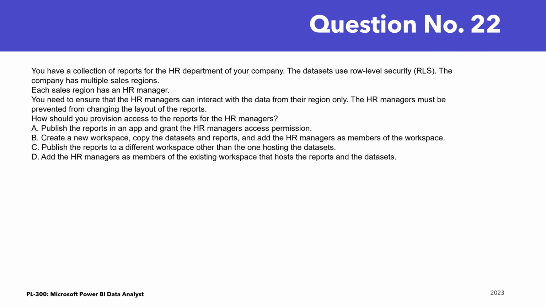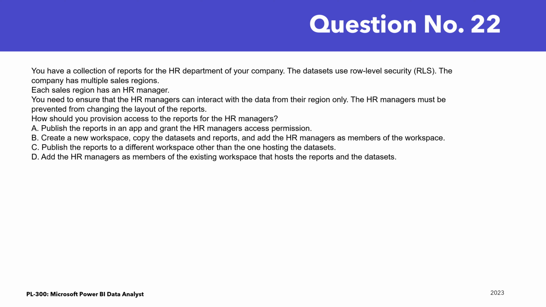You have a collection of reports for the HR department of your company. The datasets use row-level security, or RLS. The company has multiple sales regions. Each sales region has an HR manager. You need to ensure that the HR managers can interact with the data from their region only. The HR managers must be prevented from changing the layout of the reports. How should you provision access to the reports for the HR managers?